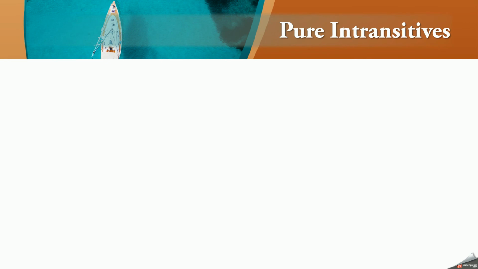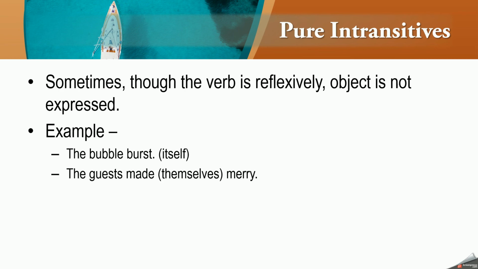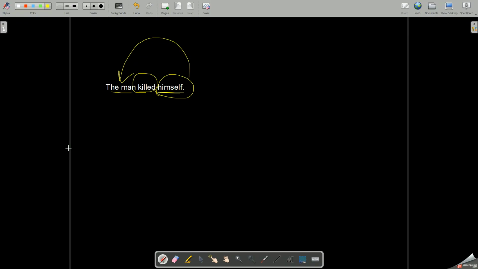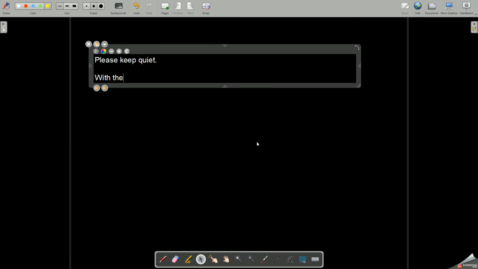Some pure intransitives are there. Sometimes, though the verb is used reflexively, the object is not expressed, like the bubble burst. The bubble burst itself. The guests made themselves merry. Some other examples I'll give you. Please keep quiet. With these words, he turned to the door. The Japanese feed chiefly on rice.